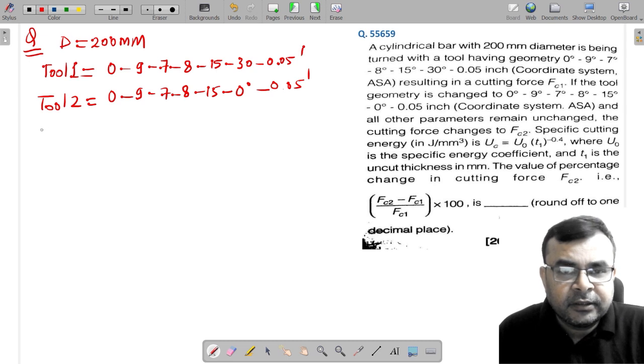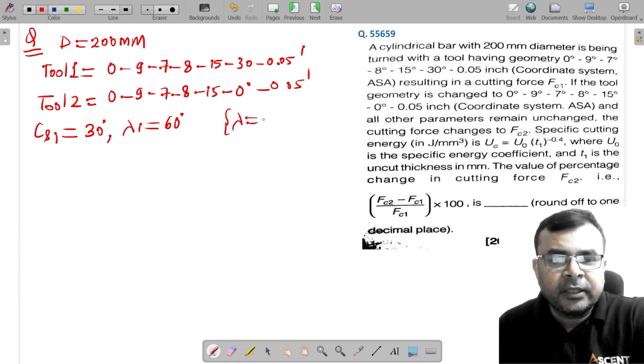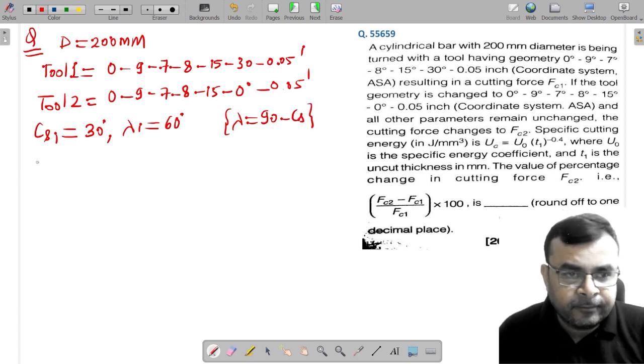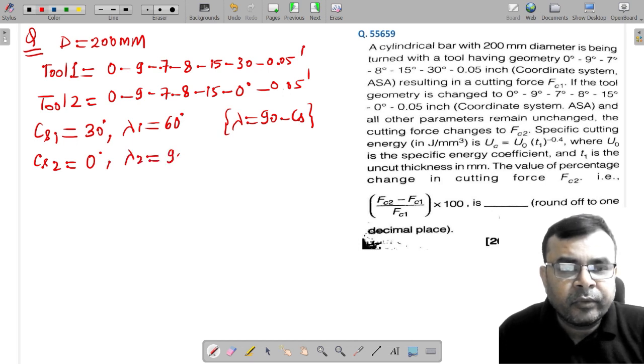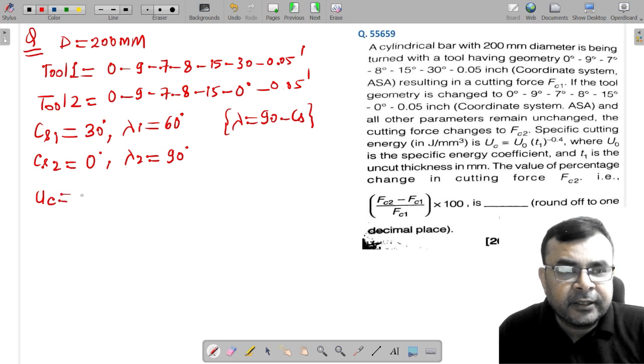So from this, CS1 is 30 degree, or you can say lambda 1, that is inclination angle, is equal to 60 degree. Why? Because lambda is equal to 90 minus CS, that's why I am writing like this. And CS2 is equal to 0 degree. So for this, lambda 2 is equal to 90 degree. This is given here, and the other parameters remain unchanged. FC1 and FC2 are the corresponding specific cutting force, and UC is given here, that is U0 T1 whole to the power minus 0.4, where T1 is the uncut chip thickness.